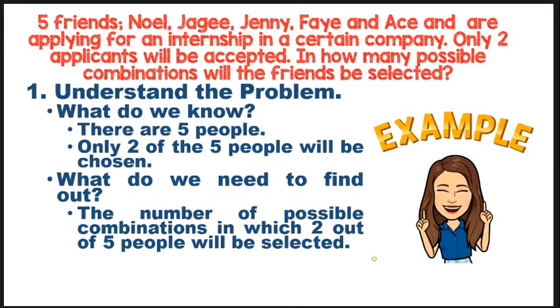Now let's understand the problem. First question, what do we know? There are 5 people. Only 2 of them will be chosen. And what do we need to find out? The number of possible combinations in which 2 out of 5 people will be selected.